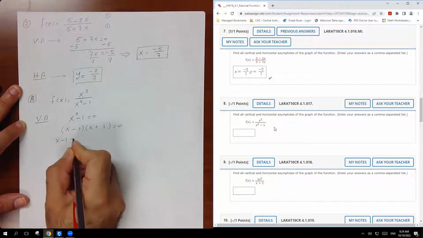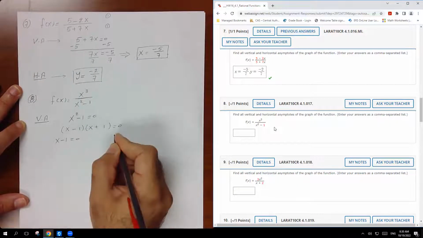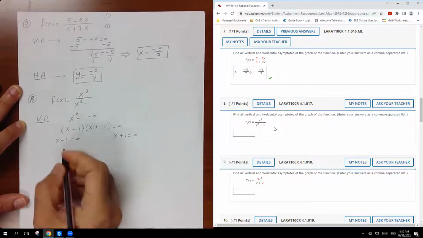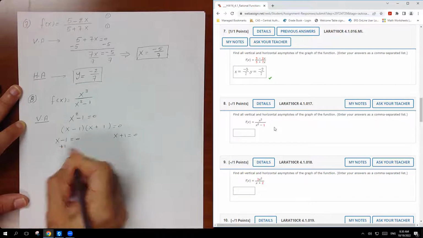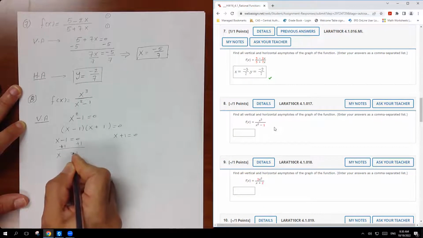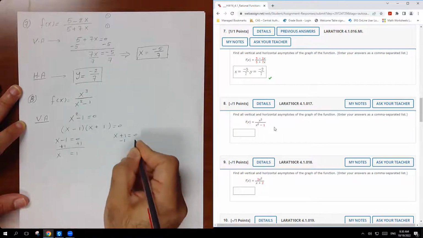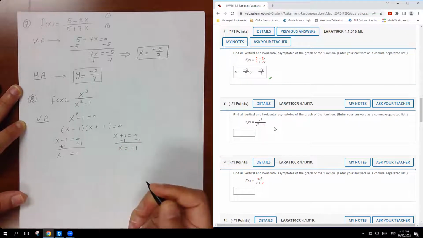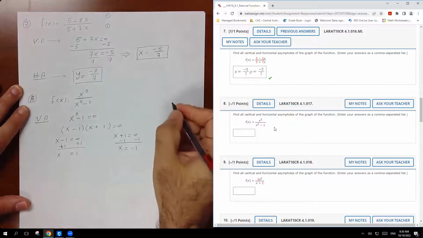x minus 1 equals 0, or x plus 1 equals 0. To solve this one, you're going to add 1. So x is going to be equal to 1. And here, subtract 1 from both sides. So x is going to be equal to -1. That means we have two vertical asymptotes.